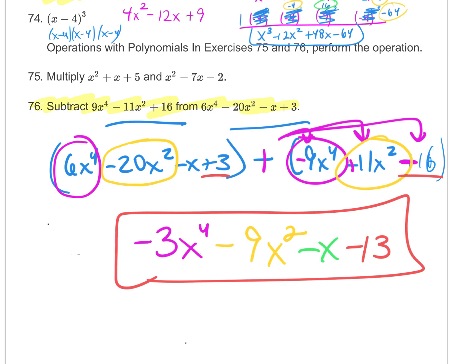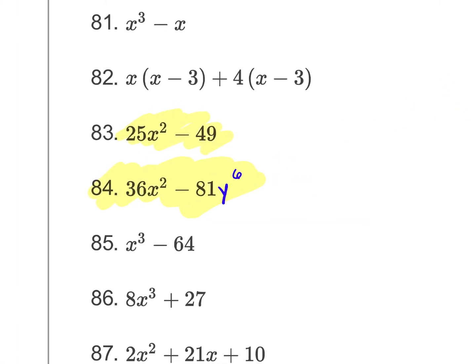Okay, scooting along. All right, what do you guys notice about 83? It's going to say factor completely. What's the first thing we should look for with factoring? Well, before perfect squares, GCF, all right?